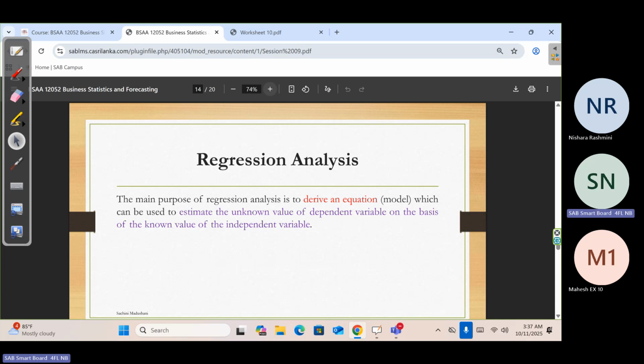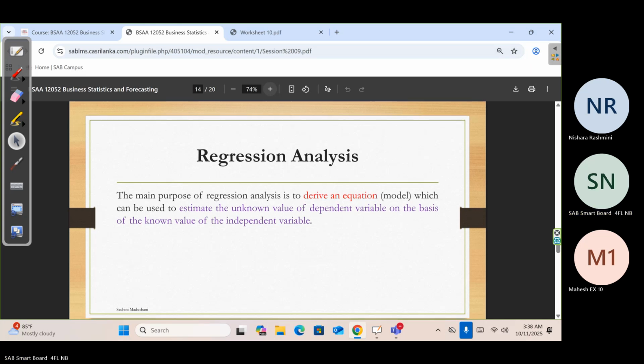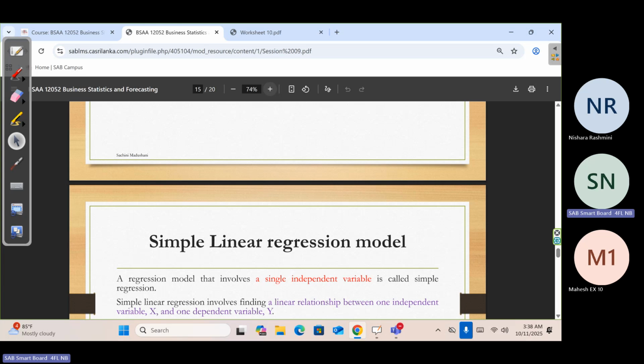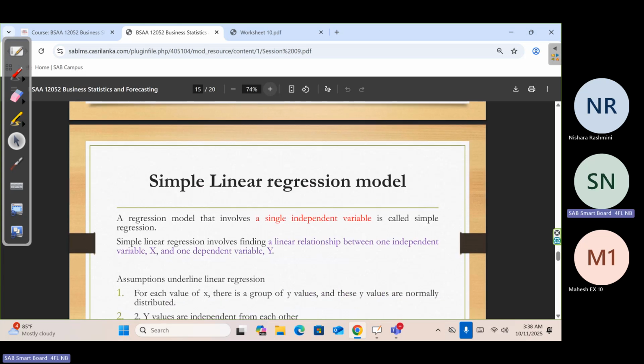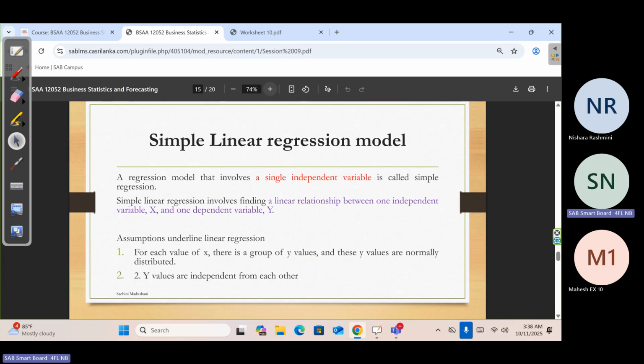Understood? Normally we cannot construct the multiple regression model manually. Okay, in your syllabus you have to study only the simple regression model. Other thing in here, when we construct the regression model equation, we can find out the value of the dependent variable using the value of independent variable.